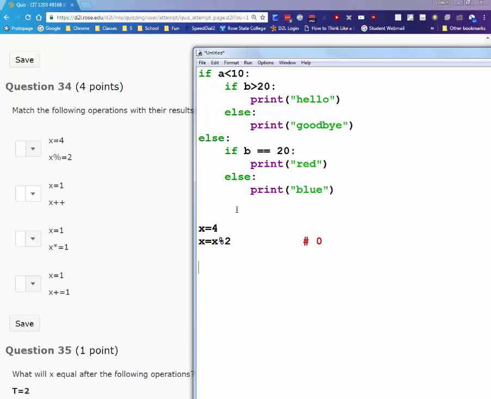Here we go. Oh, x is equal to 1, x plus plus. Well, that's actually not Python, so that's an error. Some other languages support that, C++, Java, maybe JavaScript, but Python does not. X equals 1, x times equals 1. Well, you rewrite that as this. X equals 1, x is equal to x times 1. At that point, it's pretty clear that that would equal 1.